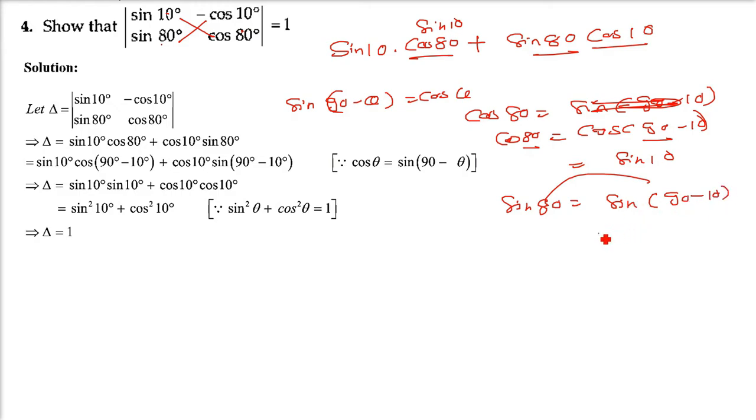And sin 90 minus theta is cos theta, cos 10. In place of sin 80, write cos 10. So sin 10 into sin 10 is sin square 10. Here we have cos 10 into cos 10 is cos square 10. Sin square plus cos square is 1.